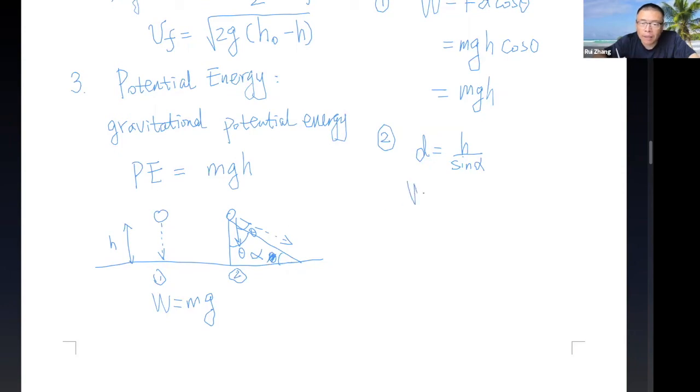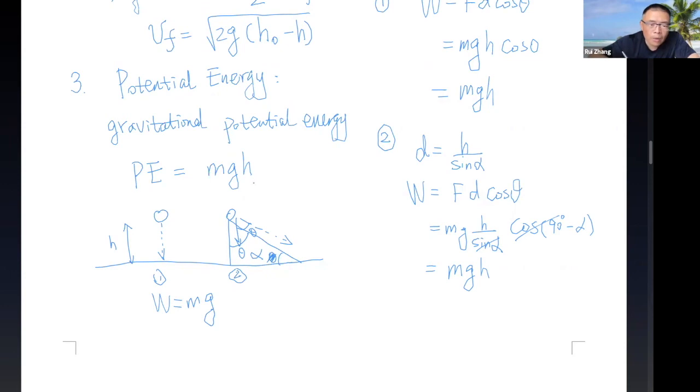So the work done by gravity in the second case, using the same definition, is mg times d, which is h over sine alpha, times cosine theta, which is cosine of 90 minus alpha. This looks very different, but if you know some trigonometry, cosine of 90 minus alpha equals sine alpha. So these two cancel out, and in the end you get mgh, which is the same as the first case. So in both cases, the work done by gravity is the same.